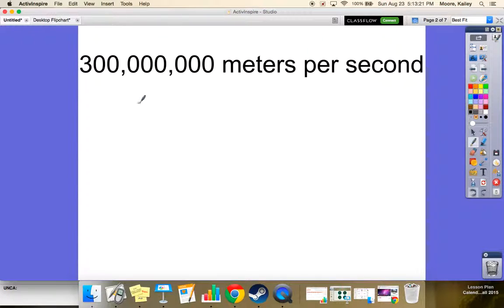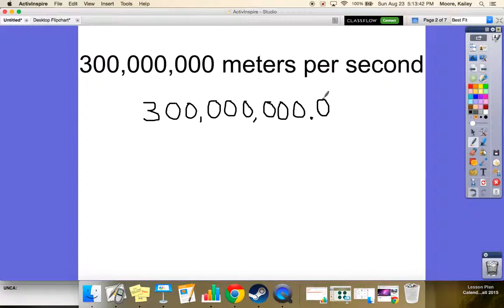So let's go ahead and do this. So we have a 3, get our 2 zeros for the 100, and then 6 more zeros for the million. Then we put our decimal and a 0 behind it.